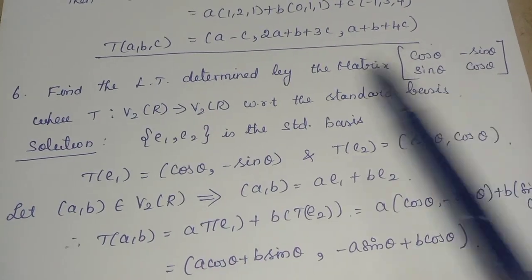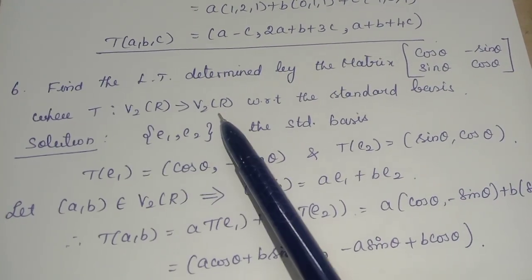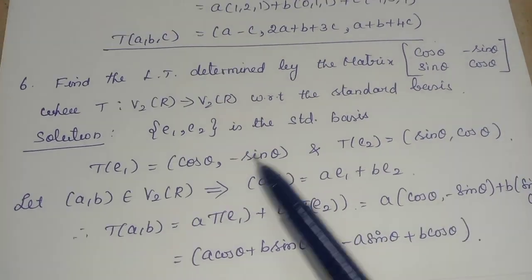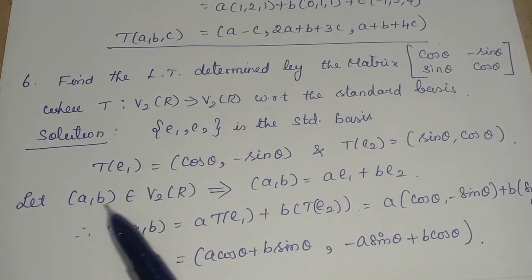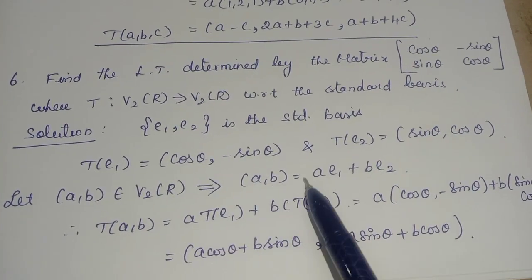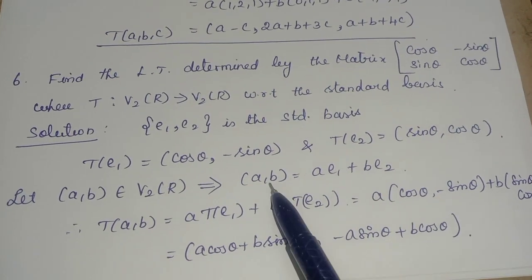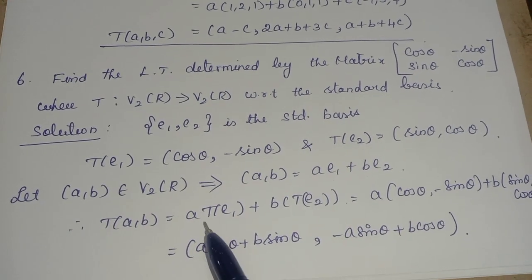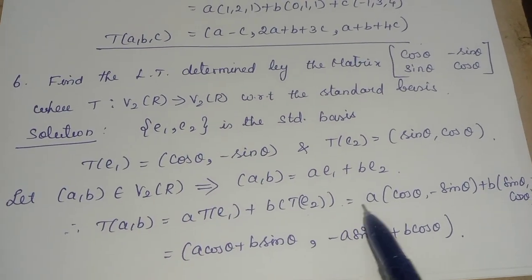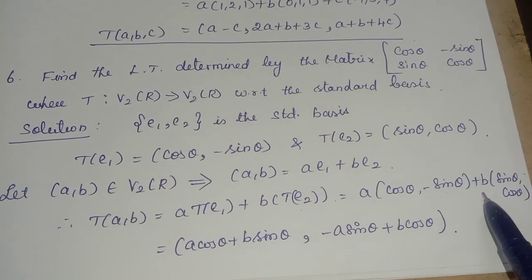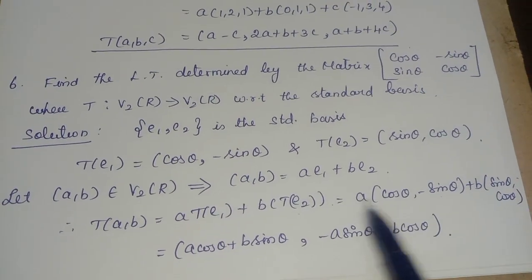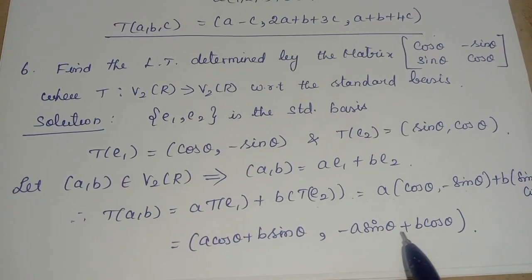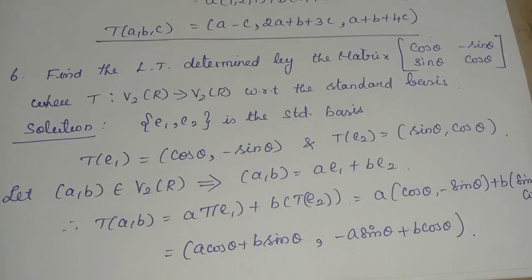This is the matrix given. T is a mapping from V2 of R to V2 of R with respect to the standard basis. So T of E1 is the first row, T of E2 is the second row. Let AB belong to V2 of R, then AB can be written as AE1 plus BE2. Here it is a vector, here A is a scalar and B is a scalar. So when you take T of AB, it will be A T of E1 plus B T of E2. So simply A into cos theta, minus sin theta, plus B into sin theta, cos theta. So if you simplify, you will get the transformation as A cos theta plus B sin theta, comma, minus A sin theta plus B cos theta. That's all. Thank you.